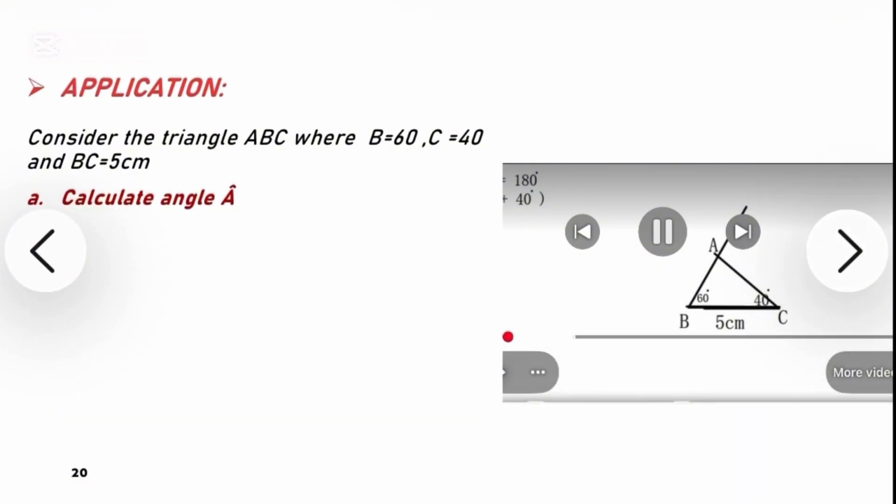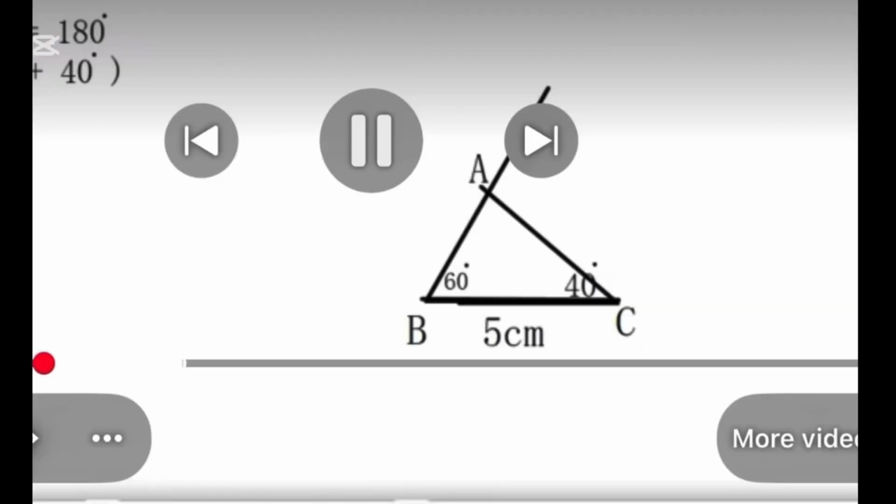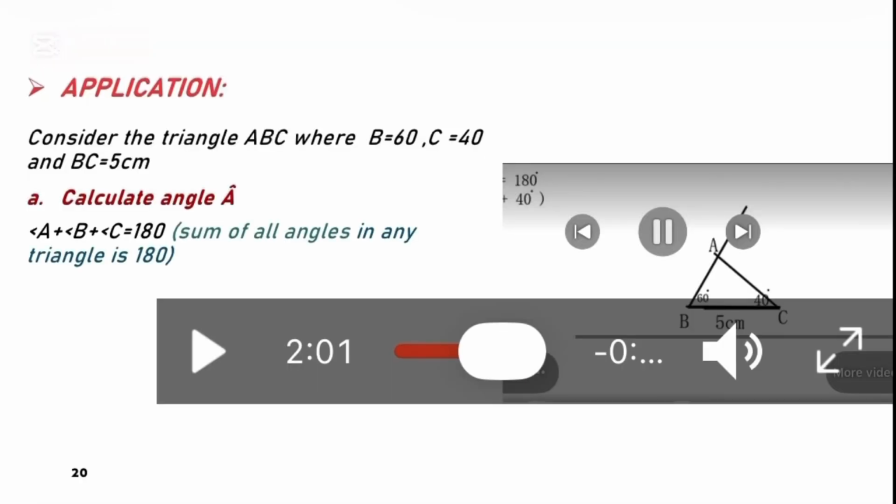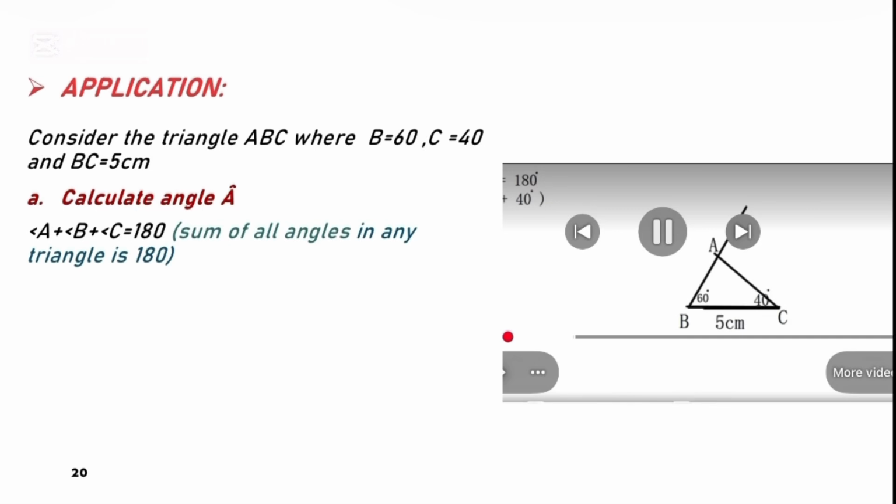Now, let's continue. Part A, calculate angle A. Let me ask someone, Jad, how to calculate the missing angle in a triangle. Correct. First, I want to know that the sum of all angles in a triangle is 180 degrees. Angle A plus angle B plus angle C equals 180 degrees, and write between brackets sum of all angles in any triangle is 180 degrees.